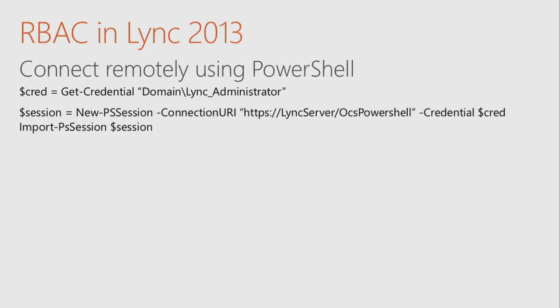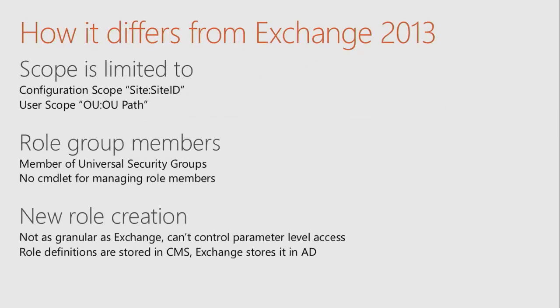Connecting is similar, except your URL is a little bit different, right? URL/OCSPowerShell, you provide the credentials and connect. Role group members are members of a Universal Security Group, just like Exchange. The difference is, in Exchange, you have a commandlet to add members to the groups. In Lync, you don't. So in Lync, you create the role group, and then the USG is created in Active Directory. You just go to Active Directory and add users to it.